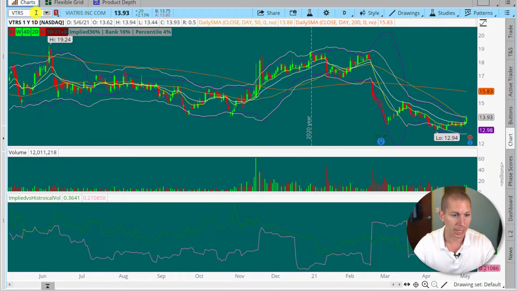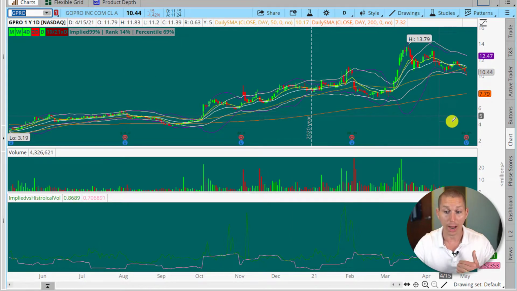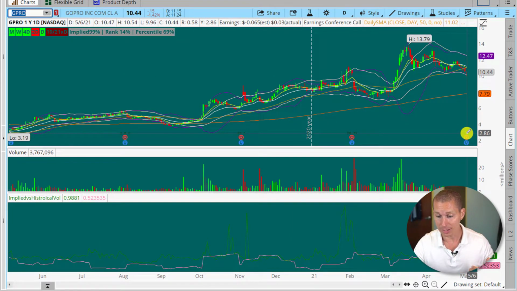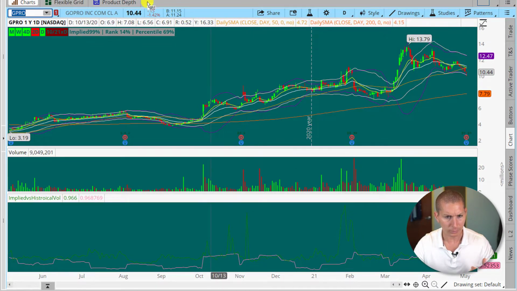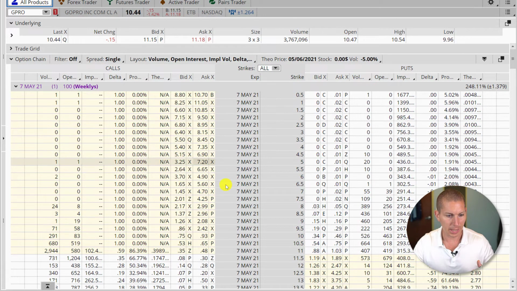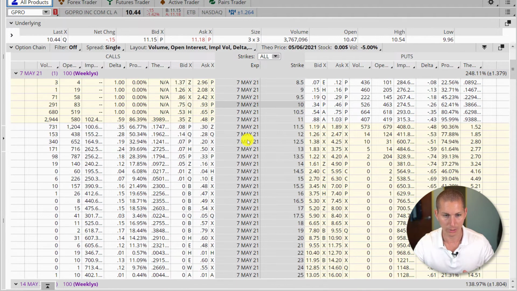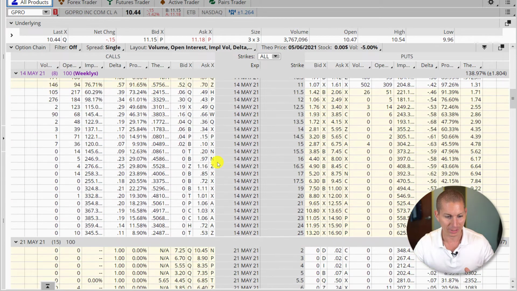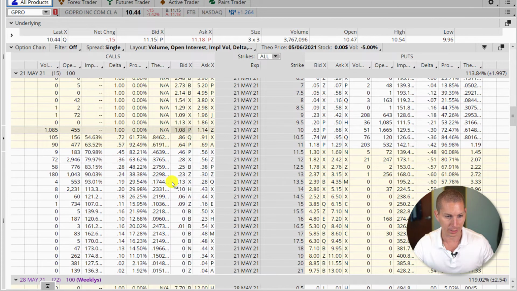The other one that came in late day, sometimes it shakes your head. You shake your head, I shake my head, is GoPro. So we have earnings on the aftermarket close here. Today on GoPro, they're coming in pretty aggressively buying these contracts that expire tomorrow. Why? Who knows? But they're also coming into some of these other contracts, like the $10 contract here in May that expires in 15 days.